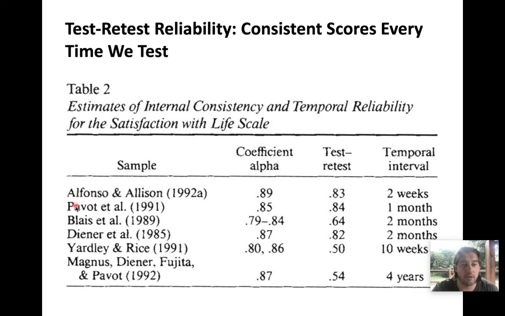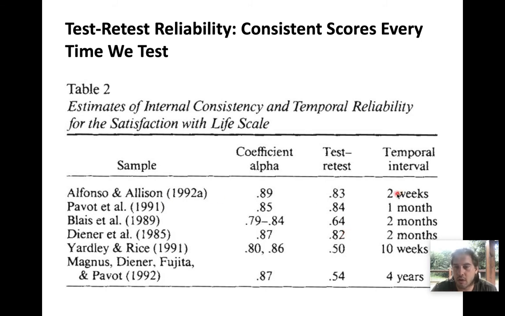So over here we have 1, 2, 3, 4, 5, 6 experiments, right? These are citations, so 6 published studies that used the Satisfaction with Life Scale. And we're going to look at these 2 columns over here on the right. Test-retest, these are correlations. If you remember from a couple chapters ago, a correlation gets stronger as it approaches 1 or -1, and it gets weaker as it approaches 0. So the larger the number here, the more reliable, the more consistent the scores.